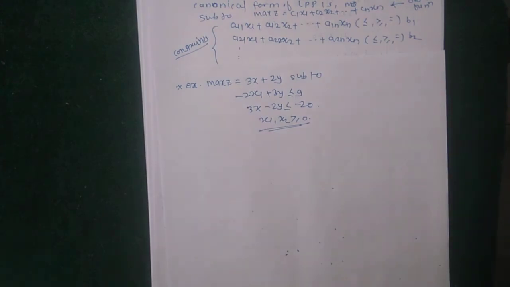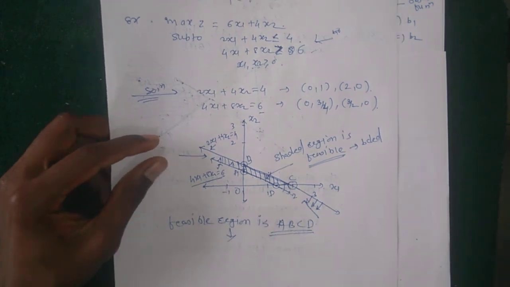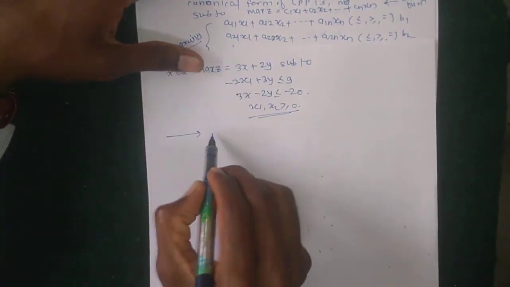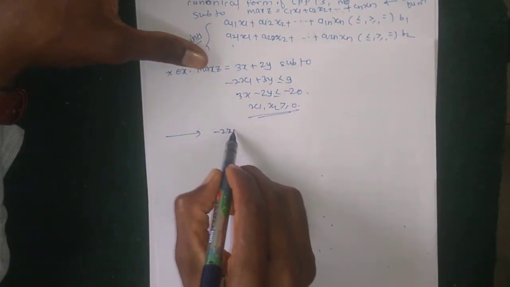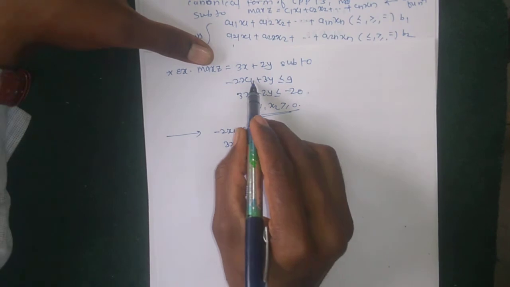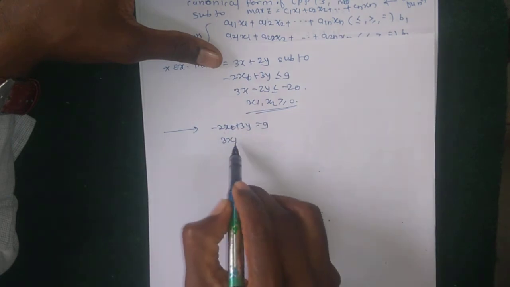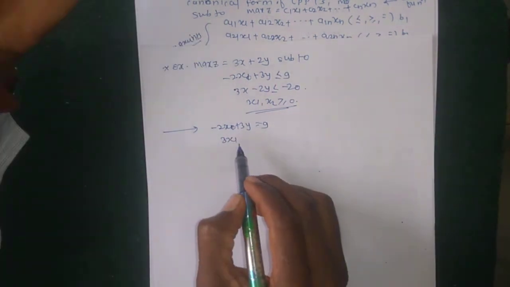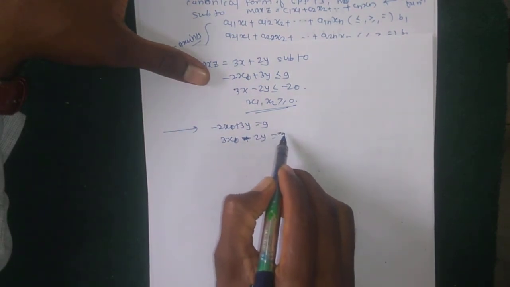Our first problem has no infeasible solution, that is, it has a feasible solution. Okay, so we check whether the next example's given LPP has an infeasible solution or not. So write each inequality as an equality. We get minus 2x plus 3y is equal to 9 and 3x minus 2y is equal to minus 20. Here the variables given are x and y, not x1 and x2.